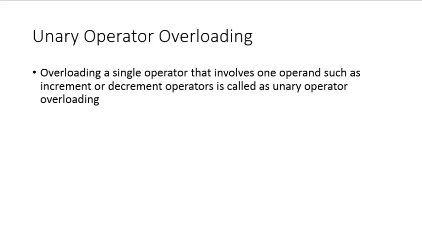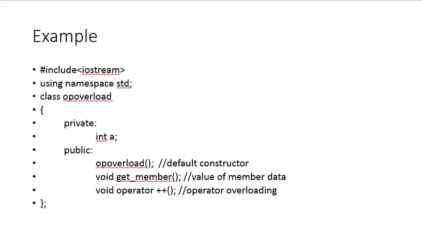Now the first type is unary operator overloading. Overloading a single operator that involves one operand, such as the increment or decrement operators, is called unary operator overloading. So this is the example of unary operator overloading. This is the code which I have already implemented in the Dev-C++ compiler, and I have also uploaded a video for it.